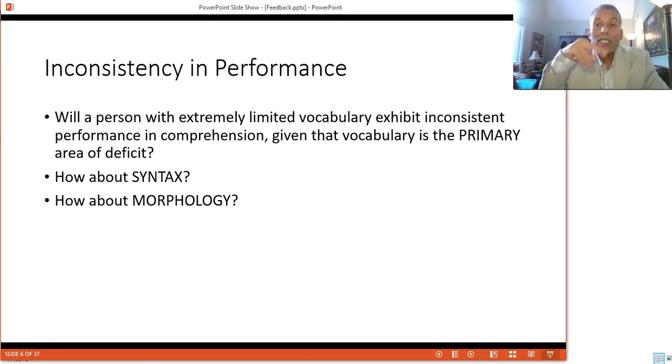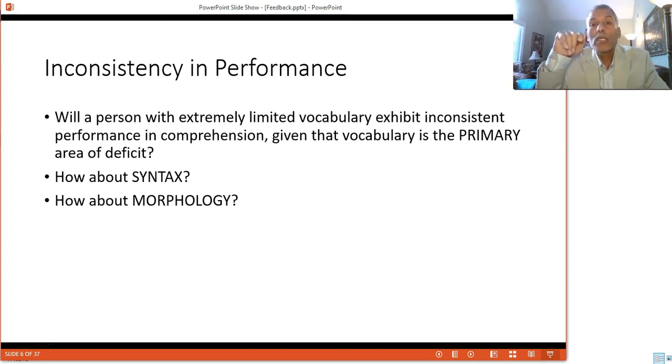How about syntax? Someone is inconsistent in syntax. Sometimes inconsistent means sometimes they are able to do a certain task, and sometimes they are not able to do a certain task. So we are going to look at syntax. If the person has internalized syntactic rules, then we say, no, the syntax is not a problem. Then memory or attention will be a problem.